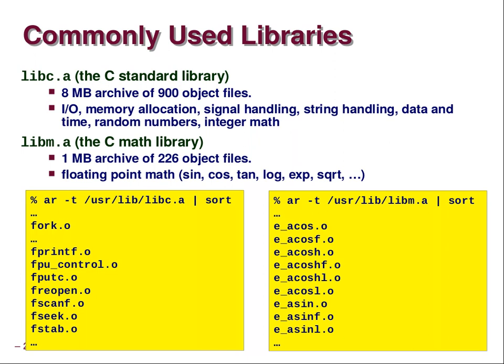All right, libc.a, the standard C library, 8 megs. Wow, that's pretty big. 4,900 object files. It does a lot of different things. And libm, the C math library, about 1 meg, does all your floating point. If you were to actually list them out, fork, fprintf, open, fscanf, look, all those functions you call. Math, same thing. Cosine, well, these are arc cosines, but all your functions are over there.